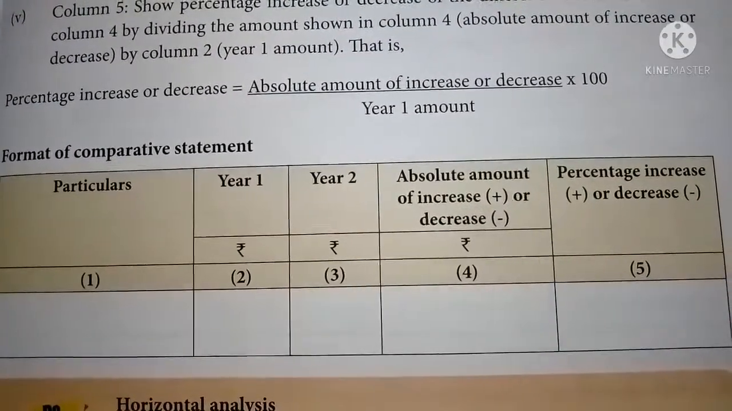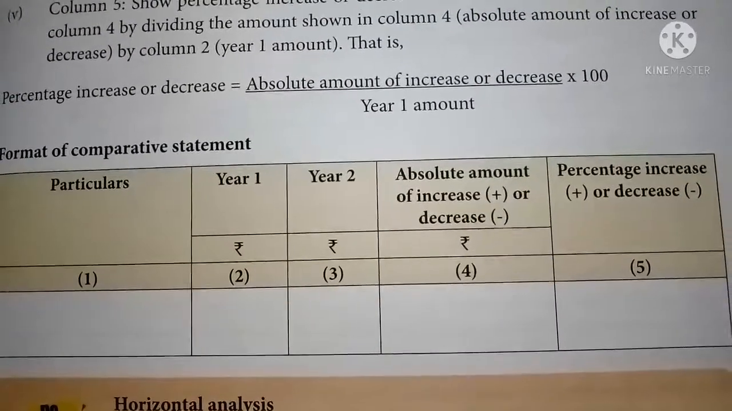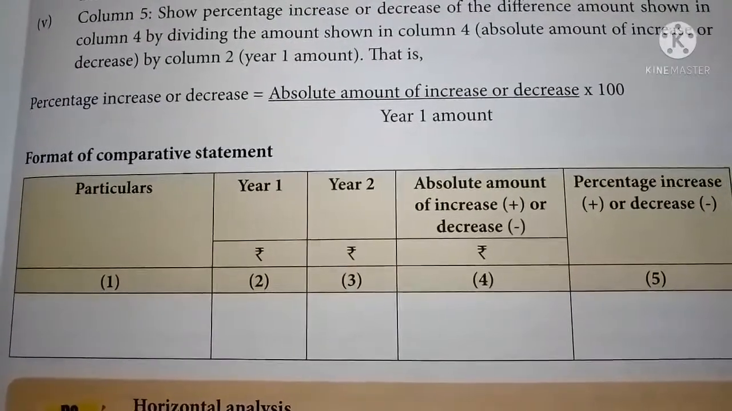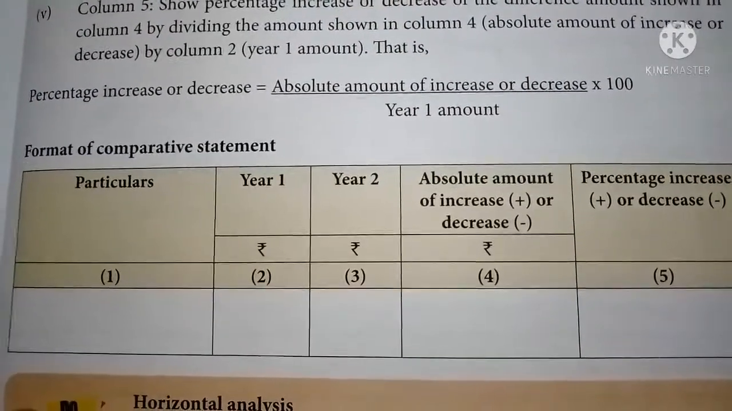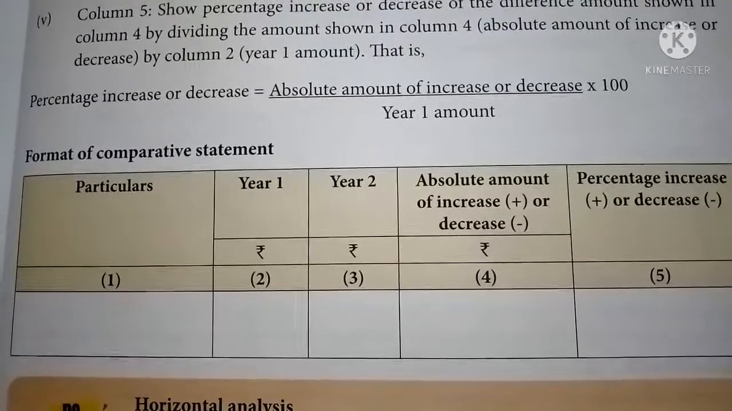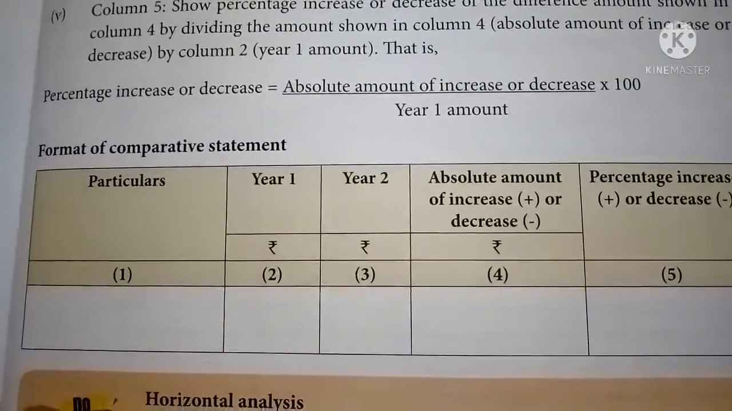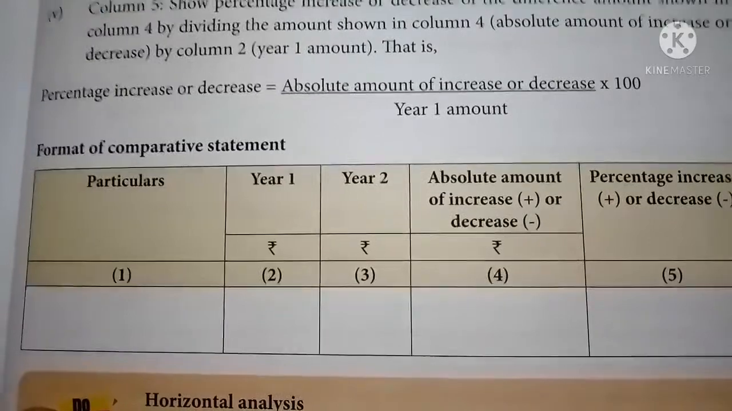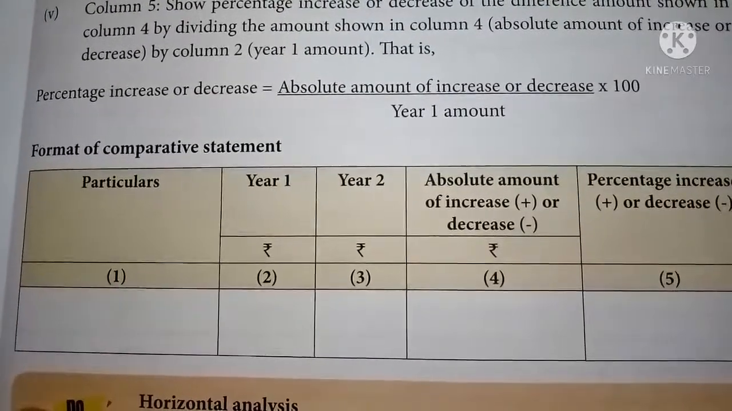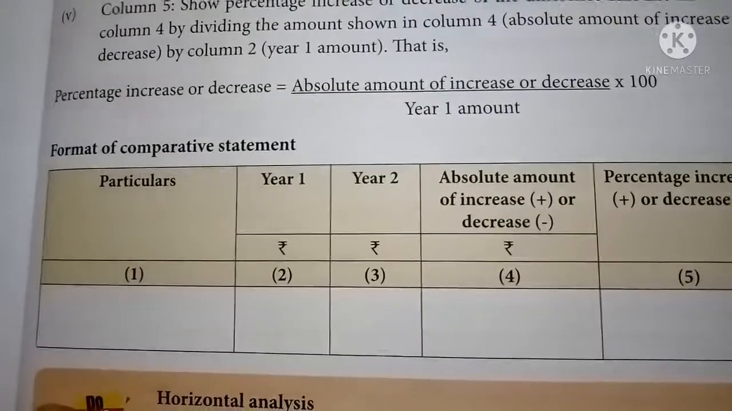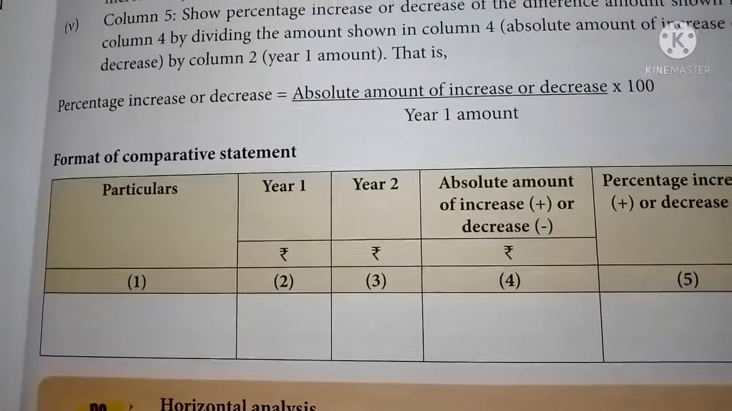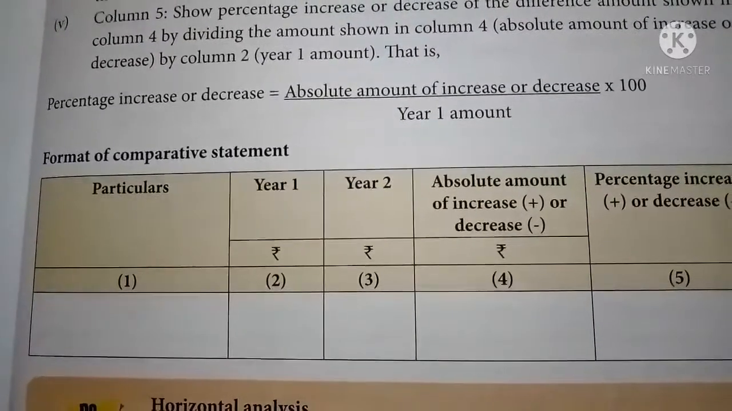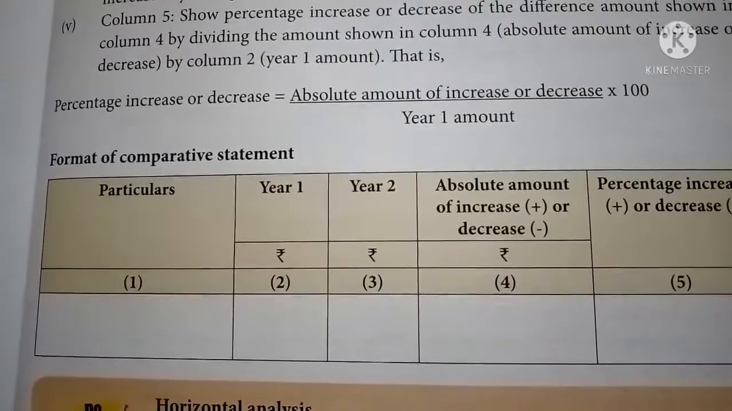The absolute amount of increase or decrease, whether plus or minus, should be shown in the fourth column. That is, we should compare the second year amount to the first year amount. Likewise, for each and every item, compare the second year amount to the first year amount, and you should write whether it is an increase or decrease. If the amount increases, you write plus and the difference amount. If the amount decreases, you write minus and the difference amount. So this fourth column will be the absolute amount of increase or decrease in each and every item.